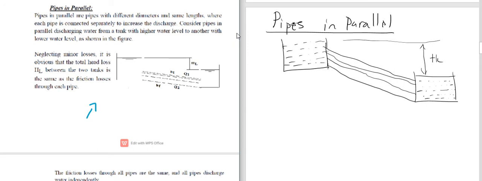In parallel, pipes of different diameters, sometimes the same length, other times different lengths, are connected between two reservoirs like this, or two outlets, to increase the discharge. Now what does this mean?